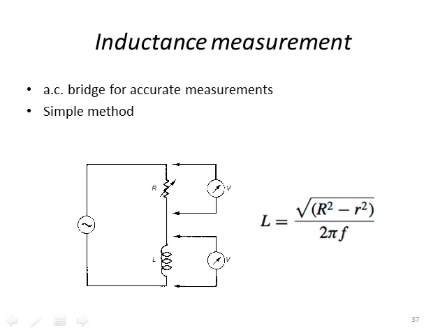Inductance measurements, we can use an AC bridge for accurate measurements. It's a simple method where we essentially have an AC source with a variable resistor connected directly to the inductance, and we measure the voltage across both the inductor and the resistor, and then we can compute the inductance of the system, which is basically the square root of the square of the resistor minus the resistance of the inductor, divided by 2 pi times the frequency of the system.